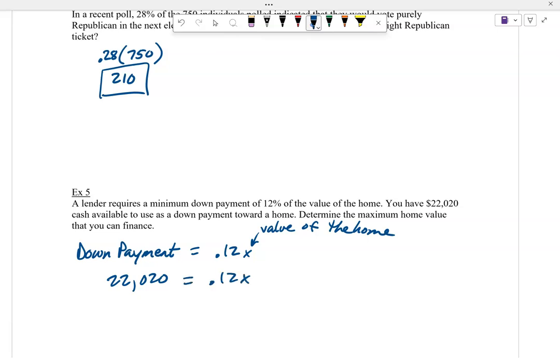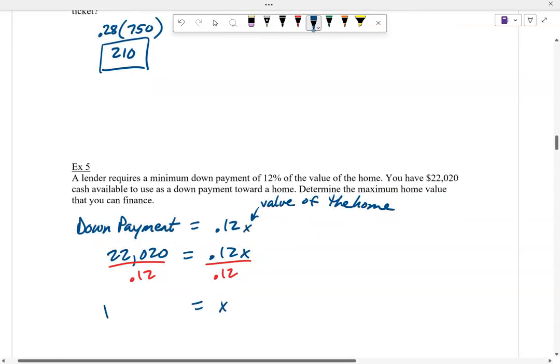So what's the maximum home value that we can finance? Well, let's solve for X here. Divide by 0.12, divide by 0.12. X would end up being $183,500.